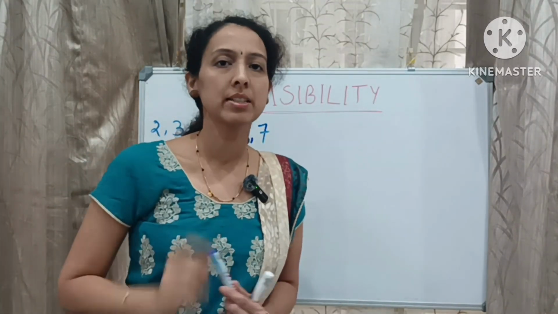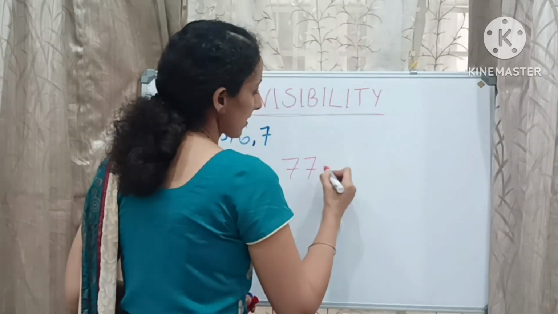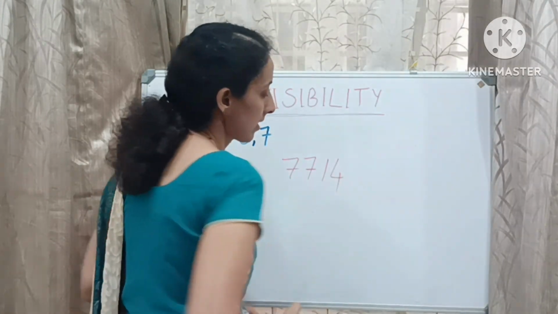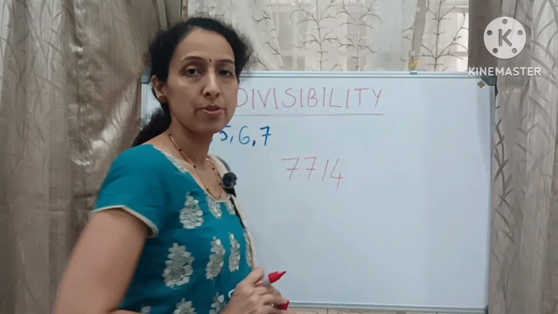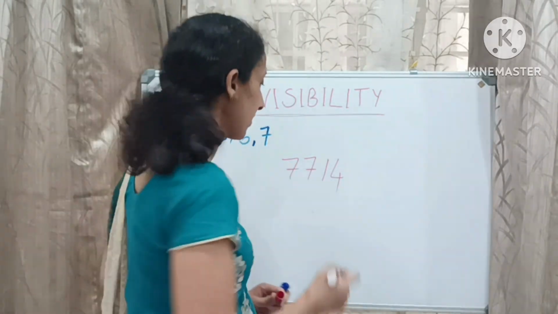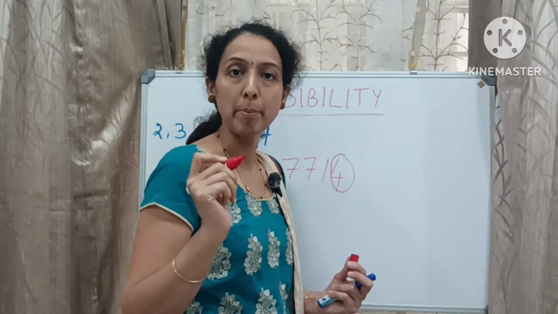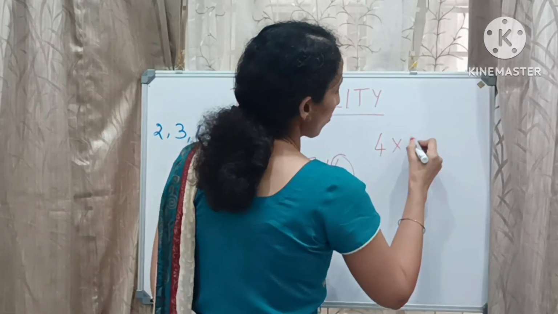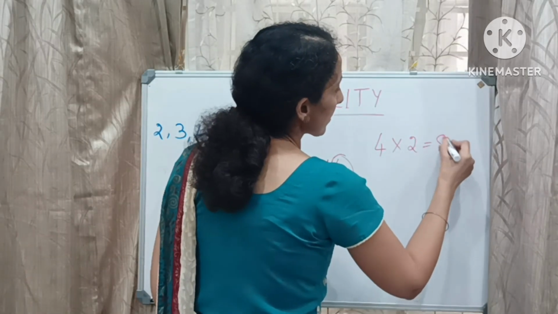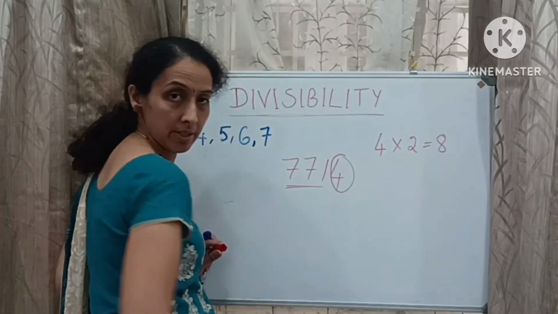This involves little longer steps. Let us take a number 7714 and see if this is divisible by 7. To find if the number is divisible by 7, we need to take the last digit of the number and double it. Means we have to take the last digit and multiply it by 2. We get 8.